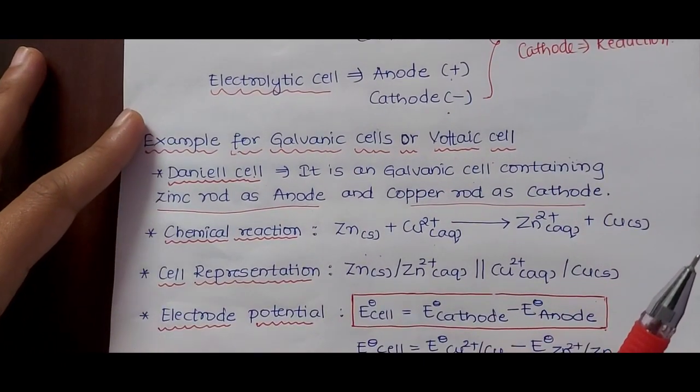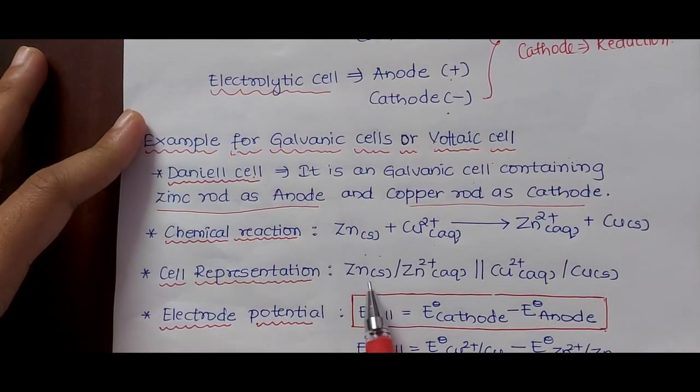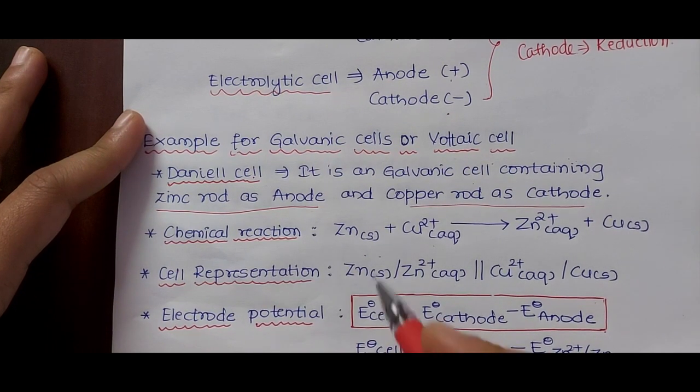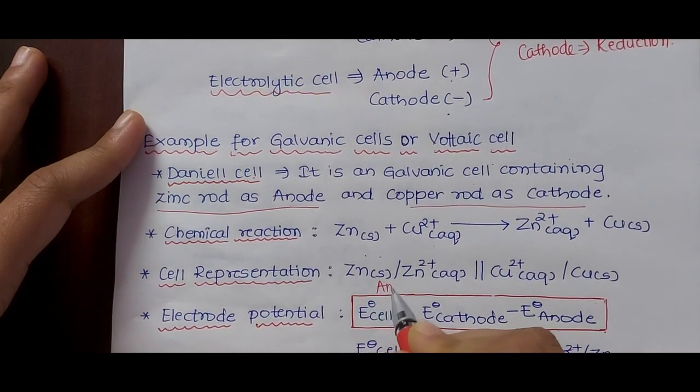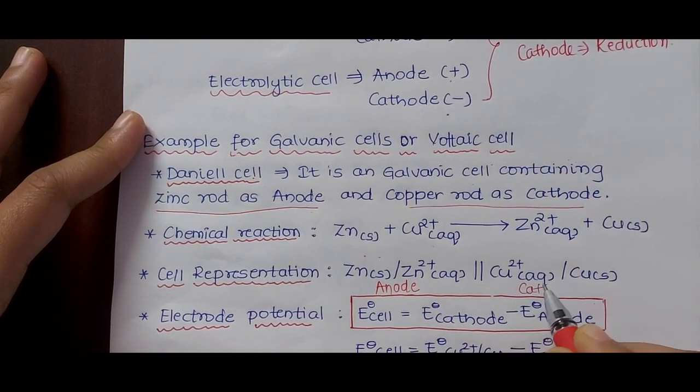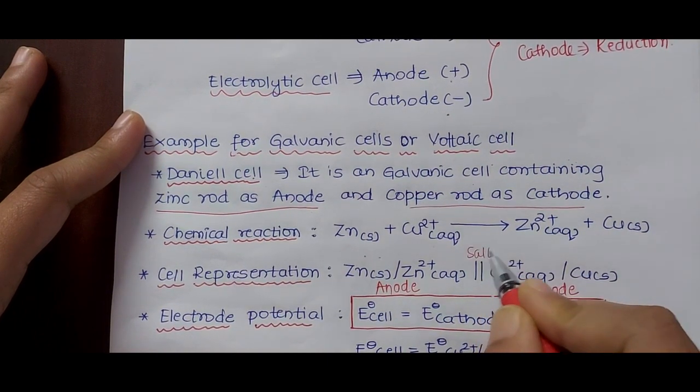Its cell representation is done in this manner. So zinc in solid state, zinc ion in aqueous state. That means this is the oxidation reaction which occurs at the anode. This is the reduction reaction which occurs at the cathode. And the anode and cathode, these are two half cells, are connected to each other by a salt bridge.